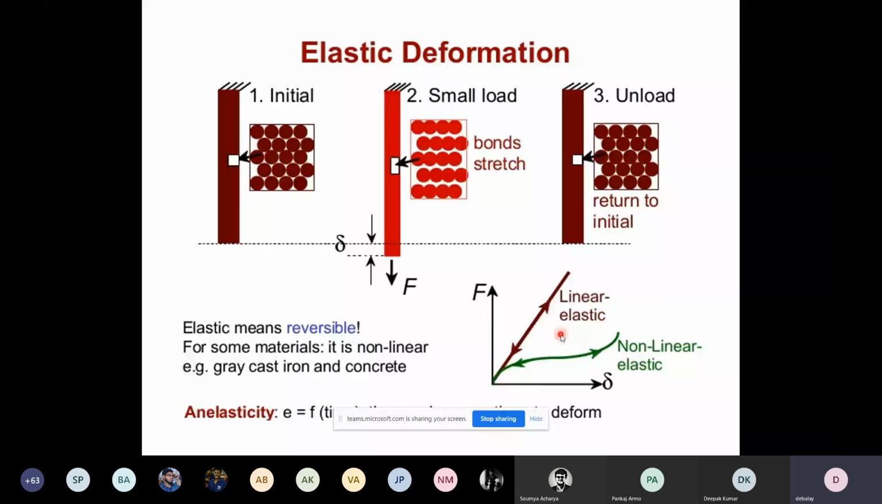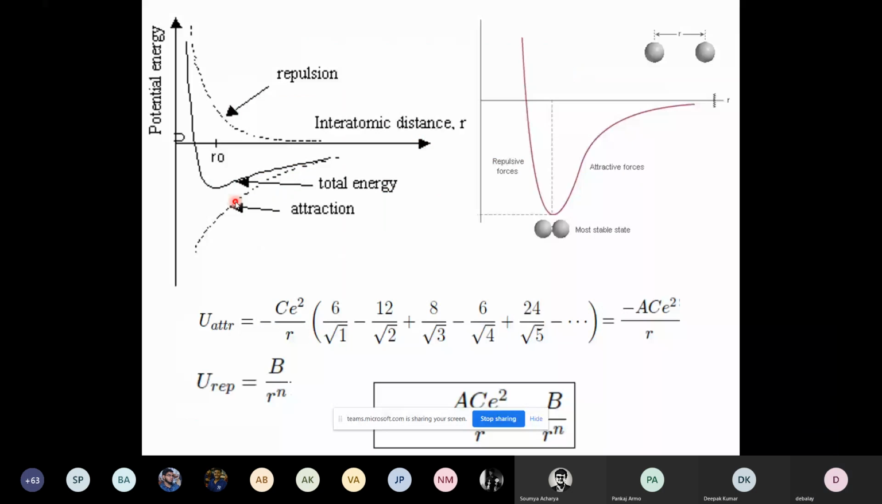Why are two atoms separated by a lattice spacing A0? Because between the two atoms, there is a repulsion, there is an attraction.